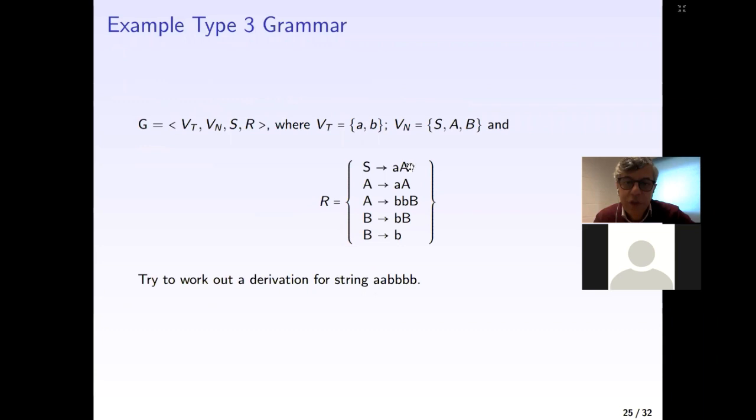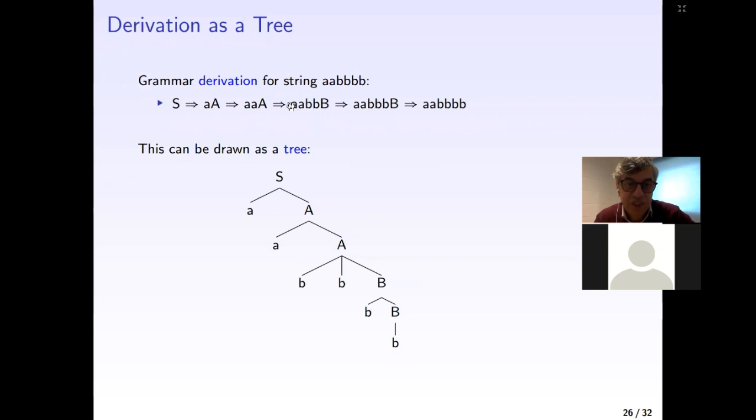If I use this rule, I will have only one single A. I want to have double A. So when I start from S, I should take this rule to go to capital A. Then I need to take this one to have another way. Because if I jump to here, I won't have any more A, and I cannot generate this string.